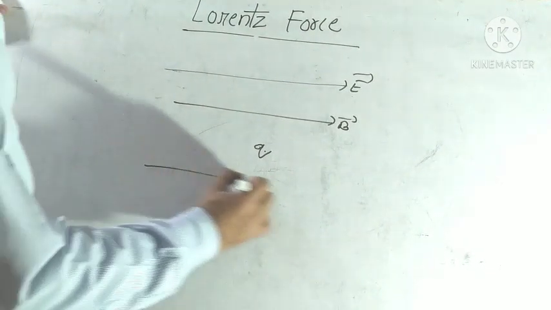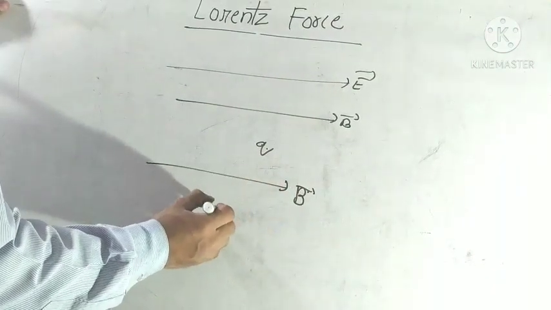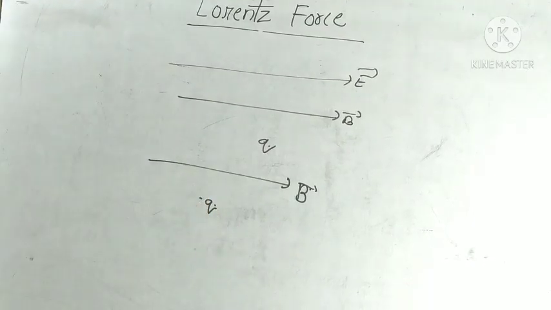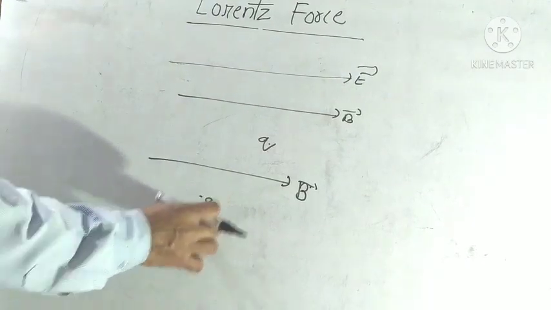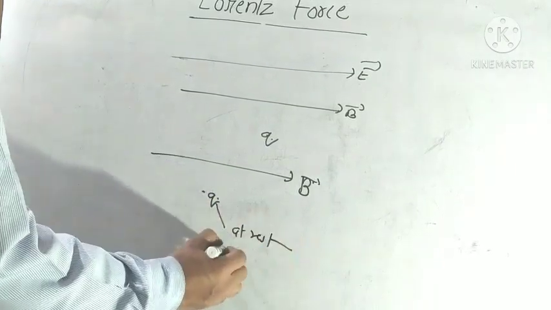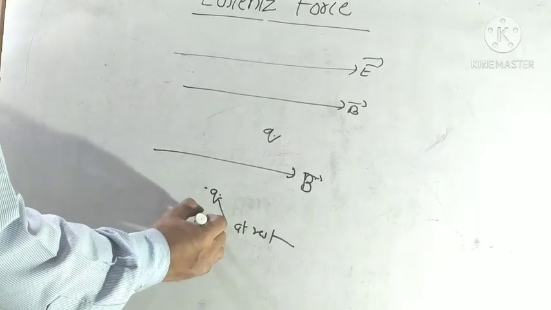But if there is a magnetic field, and we put a charge here, and this charge is at rest, then no magnetic force will be applied on that charged particle when it is at rest. So the magnetic force on this charge is 0.